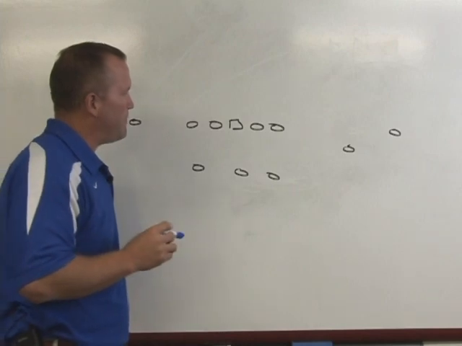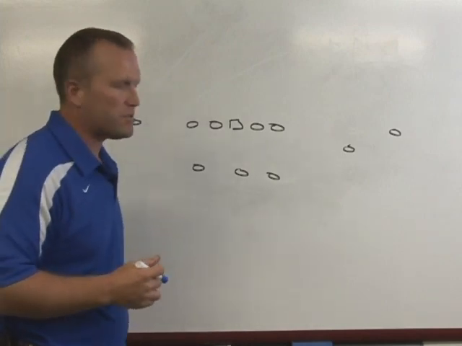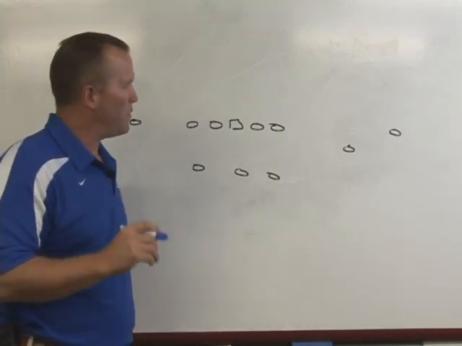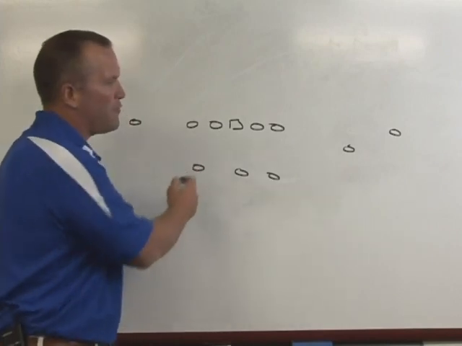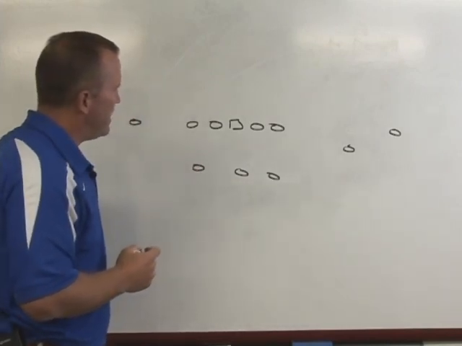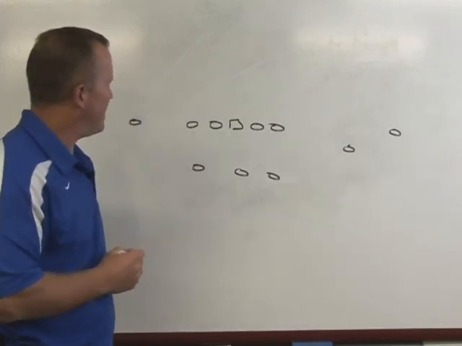Okay, one of our top ways to run our naked, and we really like this in the red zone, is when we go to our 20 personnel package. Okay, and we're going to run our naked out of our 20 personnel.